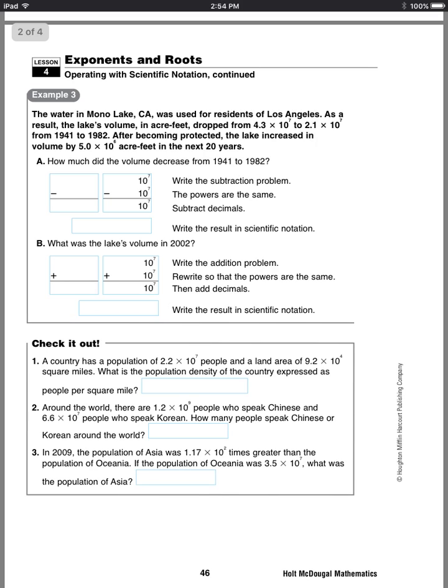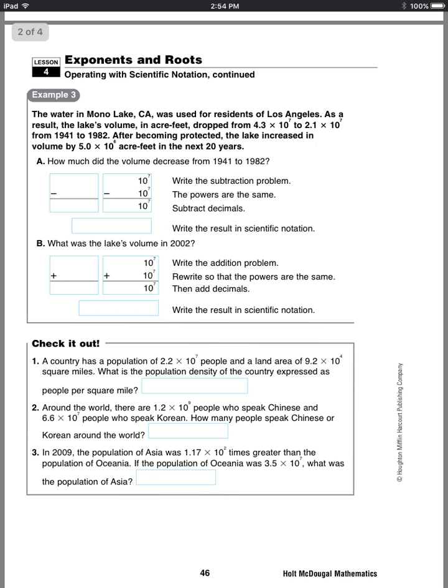The water in Mono Lake, California was used for residents of Los Angeles. As a result, the lake's volume in acre-feet dropped from 4.3 times 10 to the 7th to 2.1 times 10 to the 7th from 1941 to 1982. After becoming protected, the lake increased in volume by 5.0 times 10 to the 6 acre-feet in the next 20 years. How much did the volume decrease from 1941 to 1982?